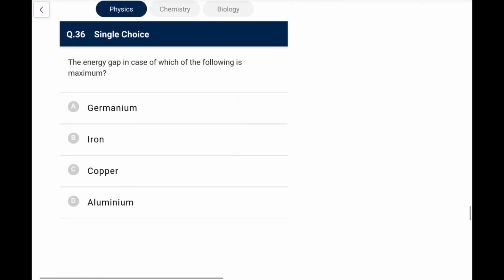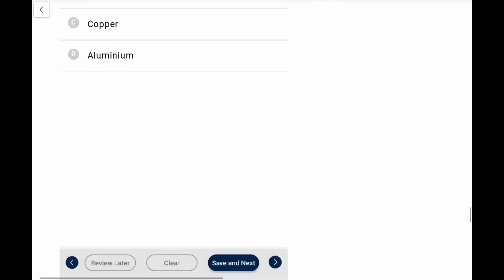The energy gap is maximum in the insulator. These three are conductors, so germanium semiconductor will have the greater gap.